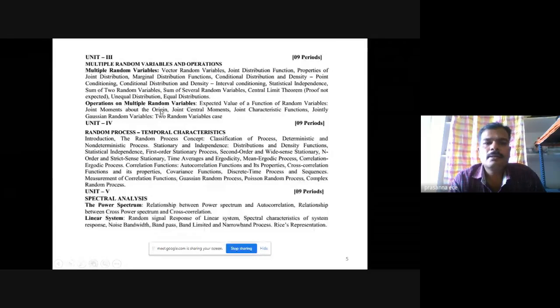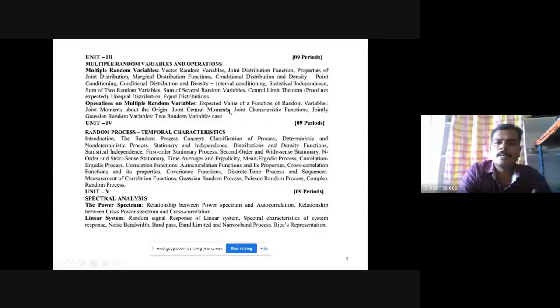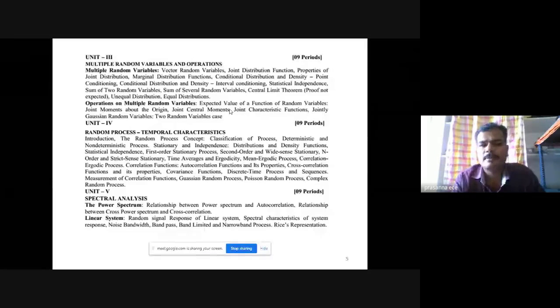Then we move on to the next part of the third unit, operations on multiple random variables: expected value of random variables, joint moments about the origin, and jointly Gaussian random variables, two random variables. It is just the extension of the multiple random variable case. We are taking the expectation operation, which we studied in the second unit, and applying it to multiple random variables.